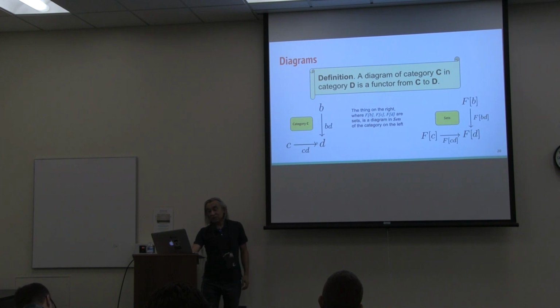So this is a picture of a diagram. We have a category C, in this case 3 objects and 2 arrows. And this is the category Sets. For this diagram, we define a diagram f. So we need f of b, f of c, f of d, and 2 arrows.